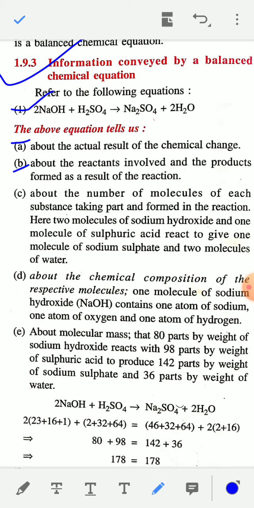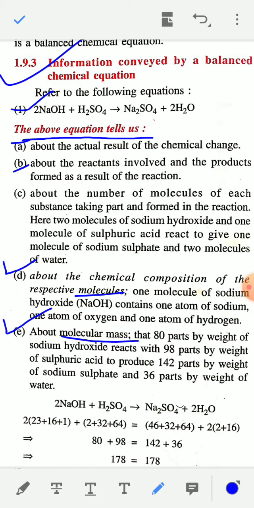The equation tells us about the actual result of chemical change, about the reactants involved and which products are formed in the chemical reaction, about the number of molecules of each reactant and product in the reaction, about the chemical composition of the respective molecules, that is their formula, and about the molecular mass.